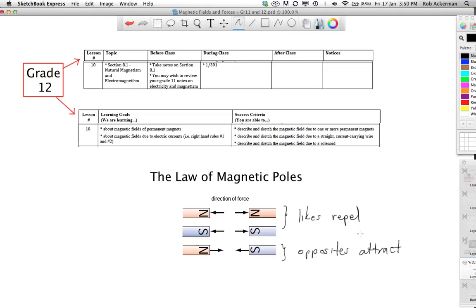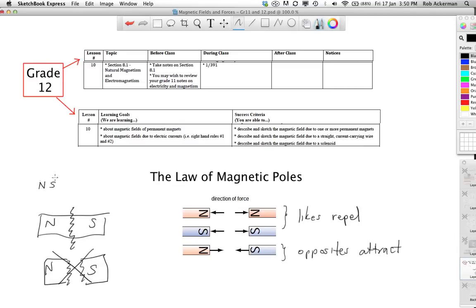Like if you take a bar magnet, for example, and I'm sure all of you have played with these at some point in your life. Looks kind of like this, a north end and a south end. And if you were to break that in half, you wouldn't end up with just a north and just a south. That's actually never been observed to happen. You would just end up instead with a smaller magnet that looked like this and a smaller magnet that looked like this. So there's no magnetic monopoles.